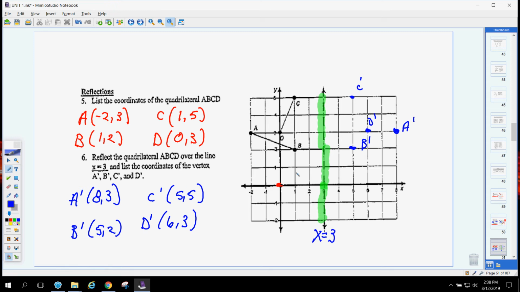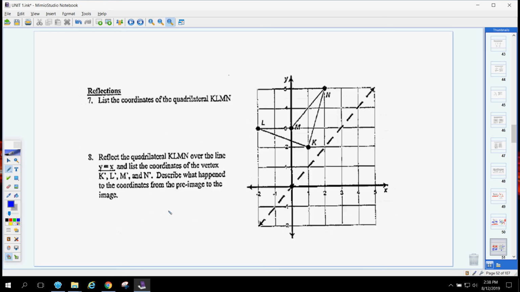They're not going to remain the same. So any reflection over the x or y axis, the numbers will stay the same, the signs will just change. Any other line is actually going to change the coordinate numbers. Okay, now we have a reflection over the line y equals x.